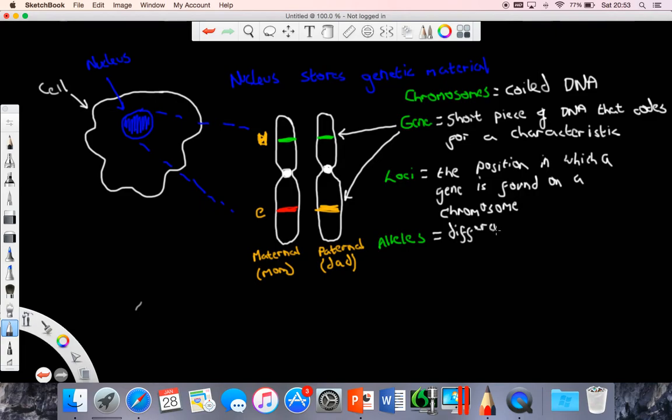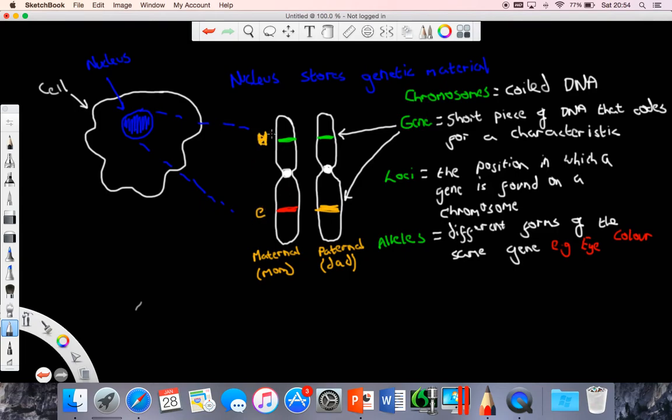Now, alleles are different forms of the same gene. Okay? So they're different forms of the same gene. Let me explain. If I switch to red, just to add to this, for example, eye colour. Okay? So your dad may have given you the eye colour genes for blue eyes. Let's say this is for blue eyes. Whereas your mother gave you the eye colour for brown eyes. So we've got blue eyes from dad, brown eyes from mum.